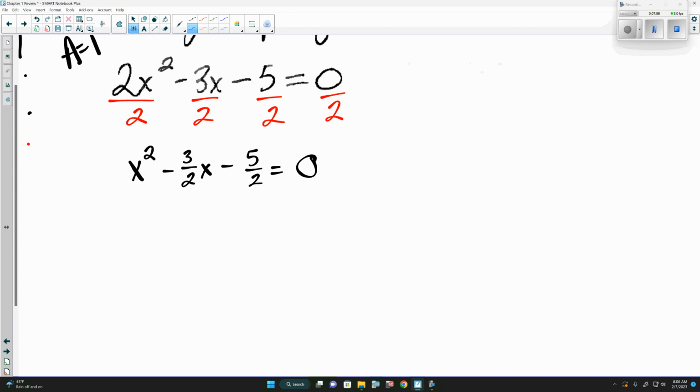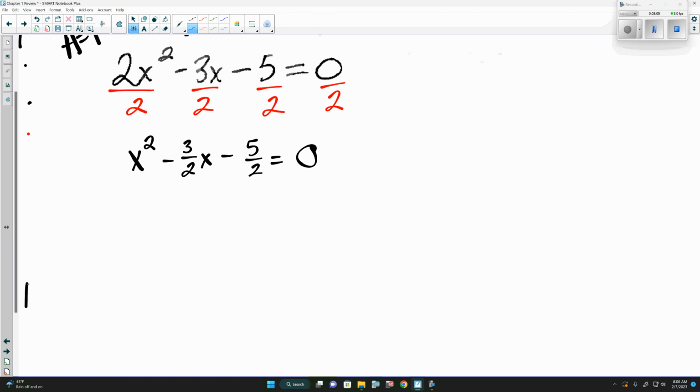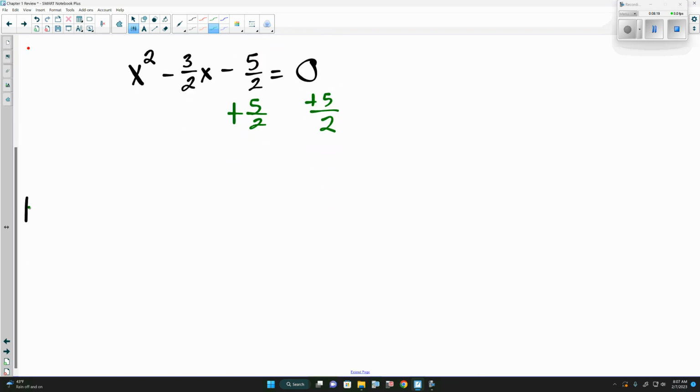Now, it might be very tempting to turn these into decimals because up to this point, working with decimals was easier than fractions. But with completing the square, it's going to be a lot easier to work with fractions than it is going to be decimals. Now, the next thing we'll need to do is get the x squared and x terms by themselves. So we're going to have x squared minus 3/2 x plus blank is equal to 5/2 plus blank.